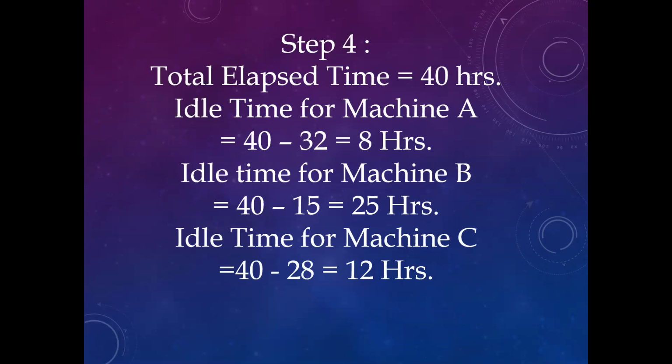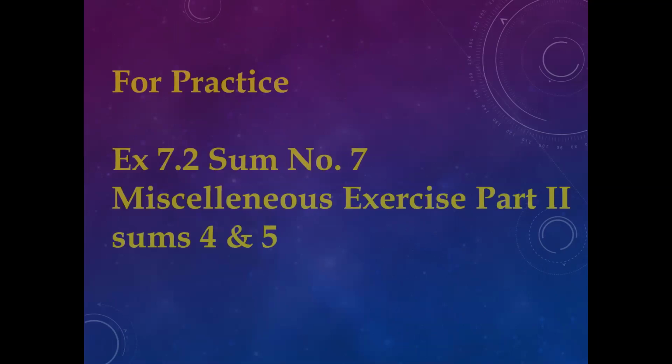Alright. So with this, class, we have finished with all the 3 main topics of lesson number 7, that is assignment and job processing through 2 machines and 3 machines. So for practice, class, you can solve exercise 7.2, sum number 7, alright. Also, you can solve miscellaneous exercise part 2, sums 4 and 5. All these are based on 3 machines. And I hope you all are clear with the lesson. It is one of the easiest lessons you can ever expect in your exam.